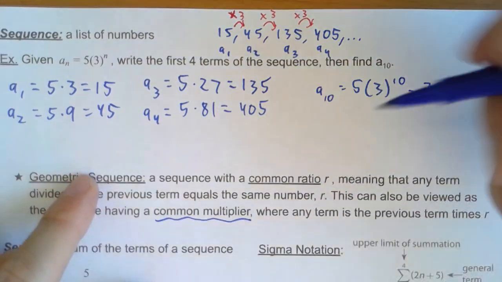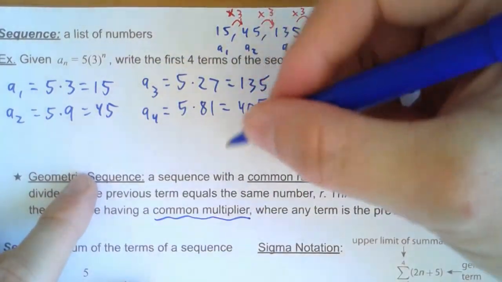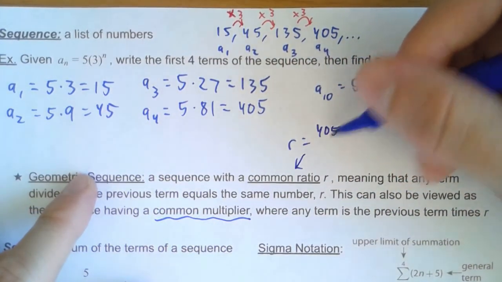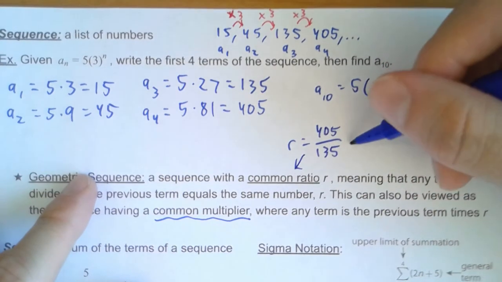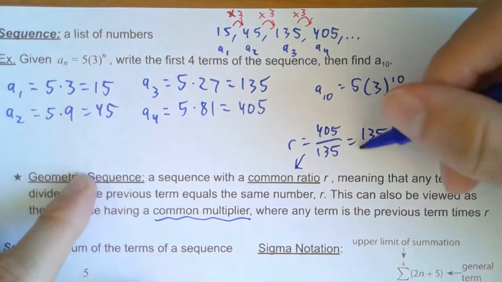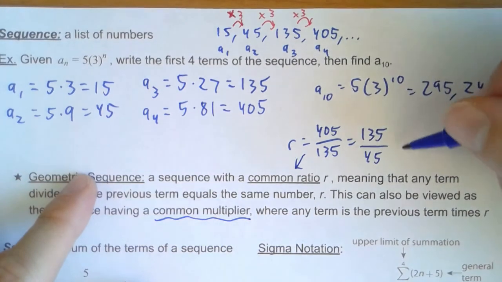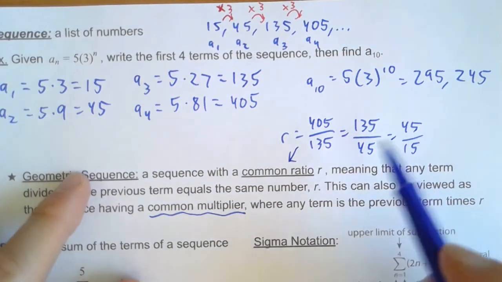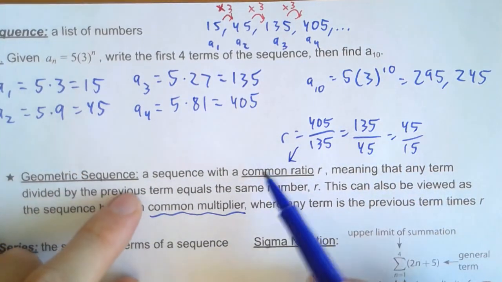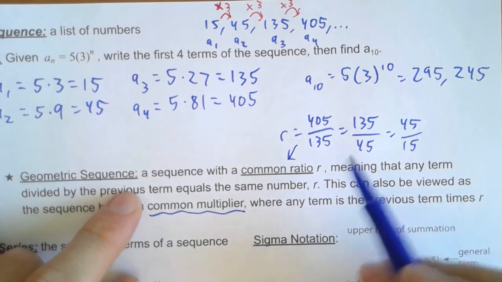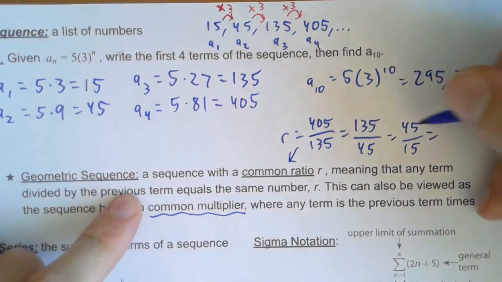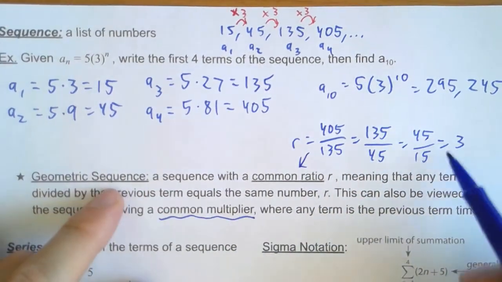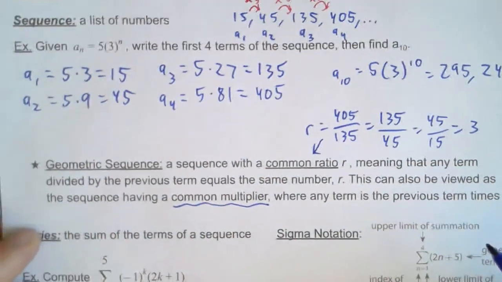And so if you divide backwards in the sequence, if you take a look at 405 divided by 135, or 135 divided by 45, or 45 divided by 15. Each of these comes out to be the same number. It's a common ratio. The ratio of the fraction is the same. Each of these fractions equals 3. And so this is a geometric sequence with a common ratio r of 3.